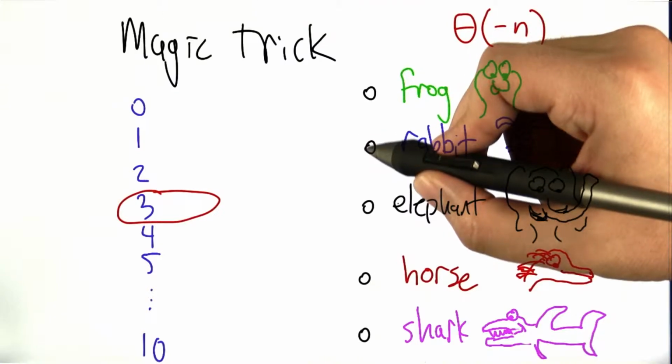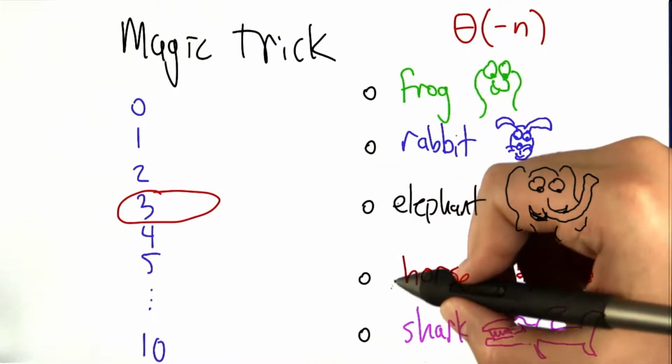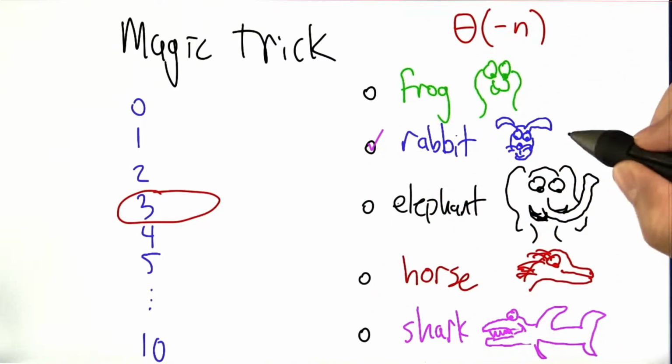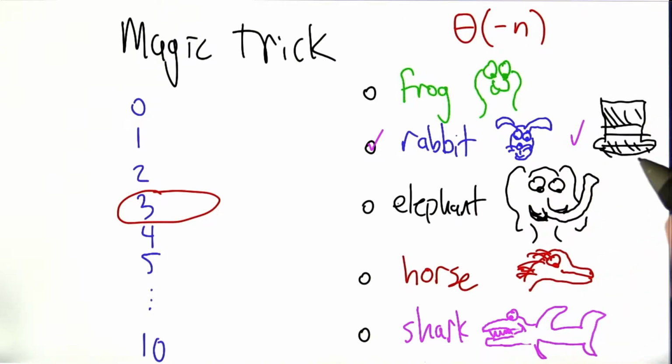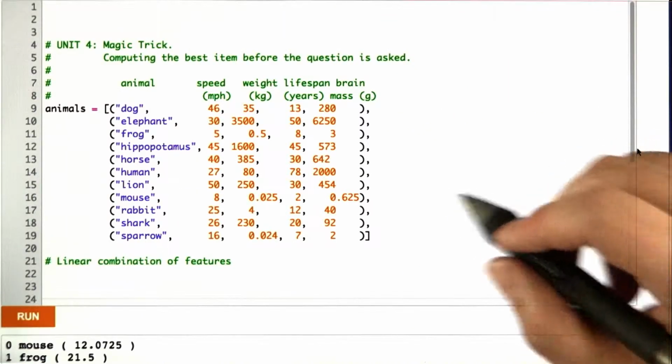And the answer is rabbit. Ta-da! Figured that was a good animal to use for a magic trick, to have it come out of the hat. So how did that work?